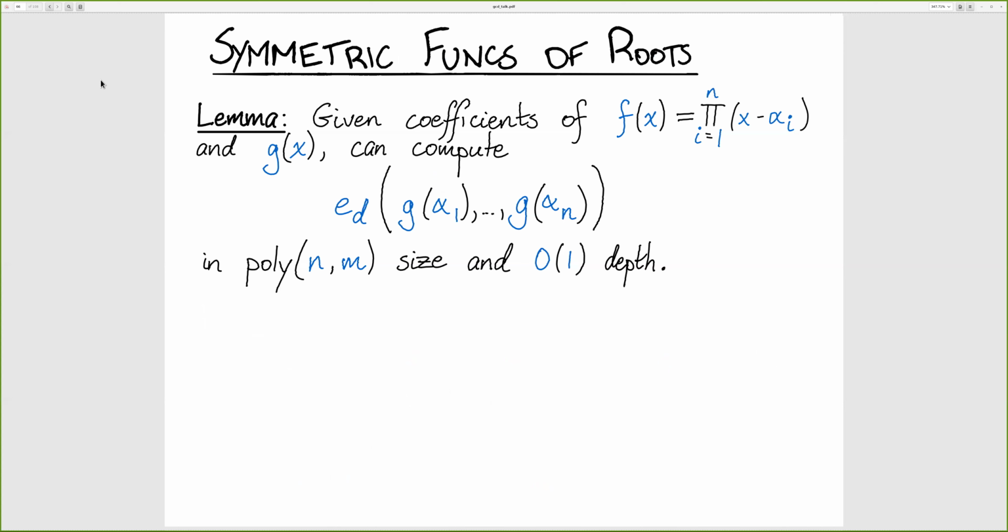And again, we'll do this in polynomial size and in constant depth. How would you do this? So on the previous slide, you had E1. You had the sum of the G alphas. Now what are we going to do?